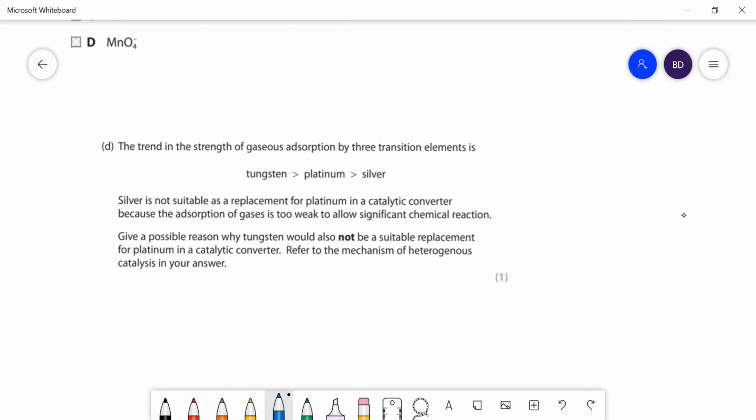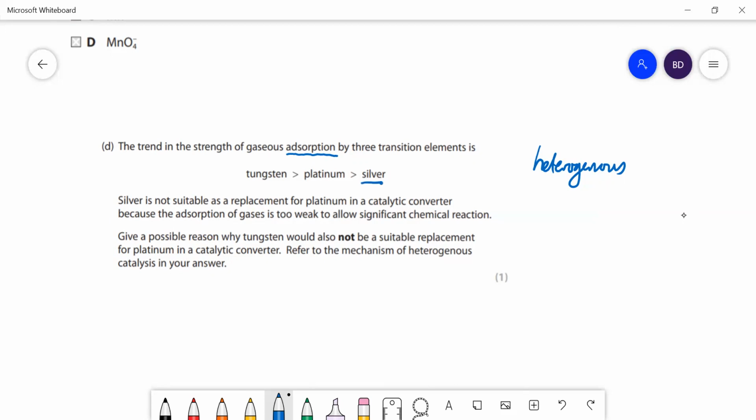Okay, now this is about not homogeneous catalysts like in the previous case. This is about heterogeneous catalysts. So that means you've got gases, the reactants in the gaseous phase usually, and the catalyst is in the solid phase. Okay, it says here, here's the strength of adsorption. Of course, in heterogeneous catalysts, the things have to adsorb to the surface of the catalyst, and that's where the reaction occurs. It says silver's not suitable for platinum because the adsorption is too weak.